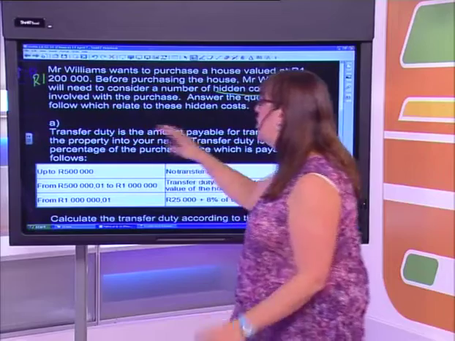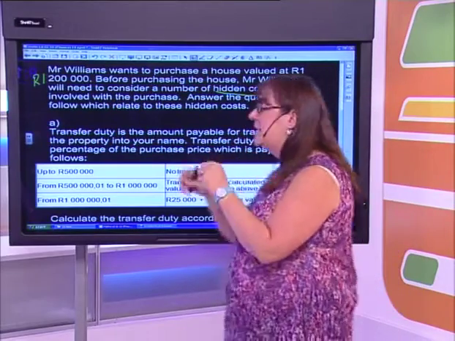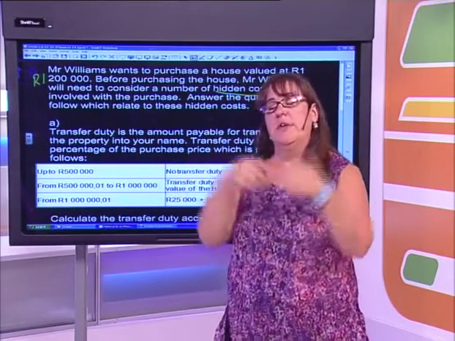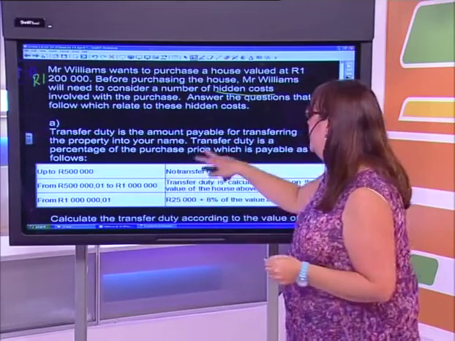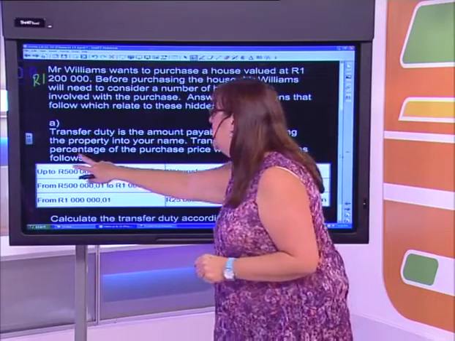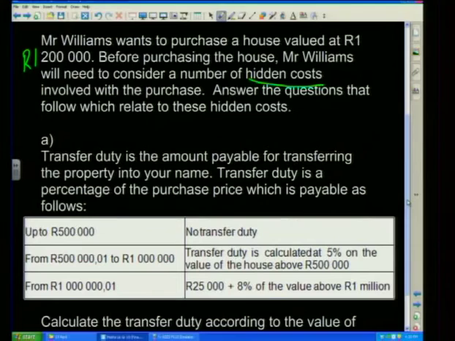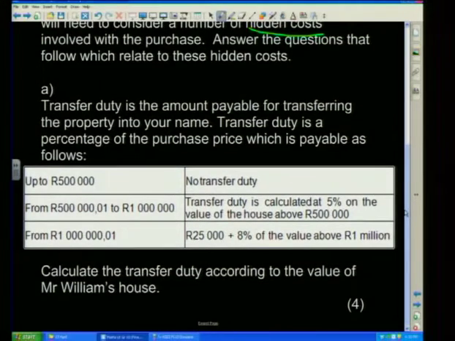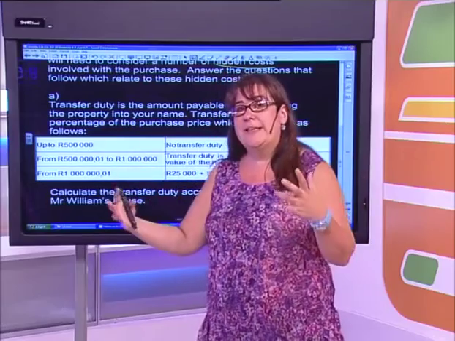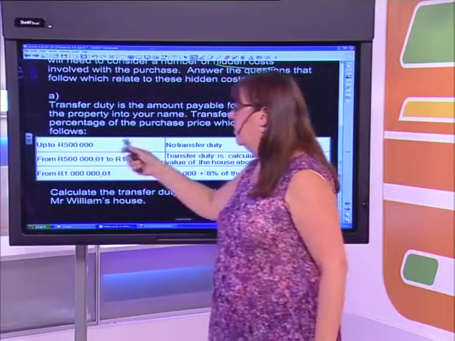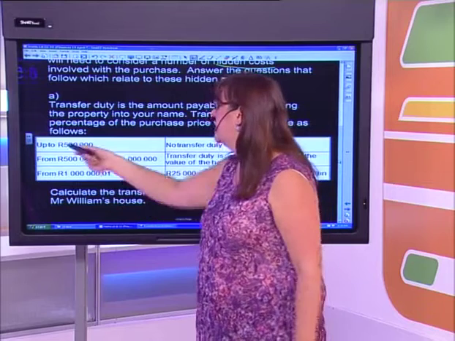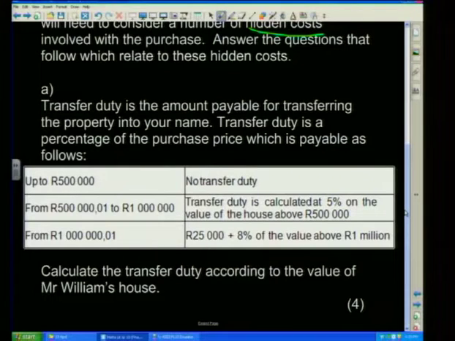Okay, so let's see. We've got transfer duty. So this is the amount for transferring the property into your name. So if you're buying a house, you want it to be in your name. Transfer duty is a percentage of the purchase price, which is payable as follows. So we've now got a table. We need to read the whole table to make sense of it and understand, and then we'll move on to calculate Mr. Williams. Right, if you transfer up to 500,000 rand, that's the cost of the house.